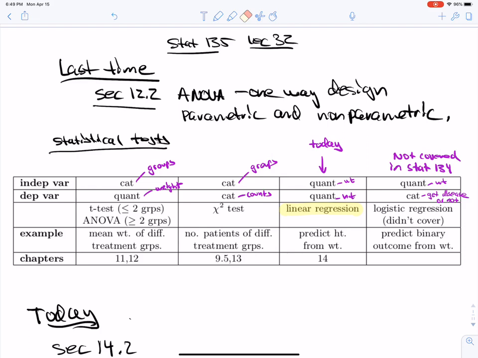So, for example, your independent variable could be weight and your quantitative variable could be height. And you want to see whether you can predict height from weight. This is called linear regression. When the dependent variable is categorical and independent variable is quantitative, for example, we might want to predict whether a patient is going to get a disease based on their weight, then that is a type of regression called logistic regression, which is not covered in this class.